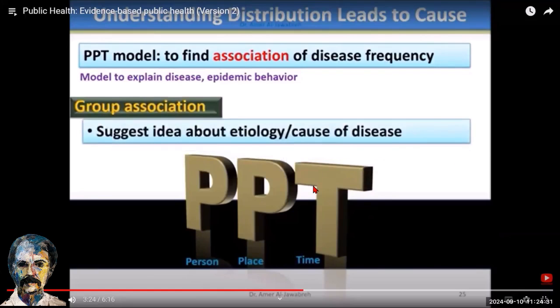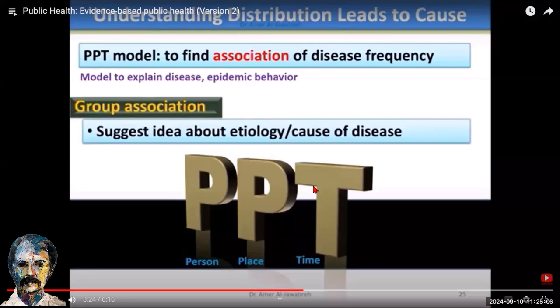So these here, the PPT, if you look at them carefully, they might lead you to the cause, the distribution. But in epidemiology and public health, causation is usually difficult to establish. To say cause is not easy. This causes that. But we use association, high association or low association. Not only association, also group association.